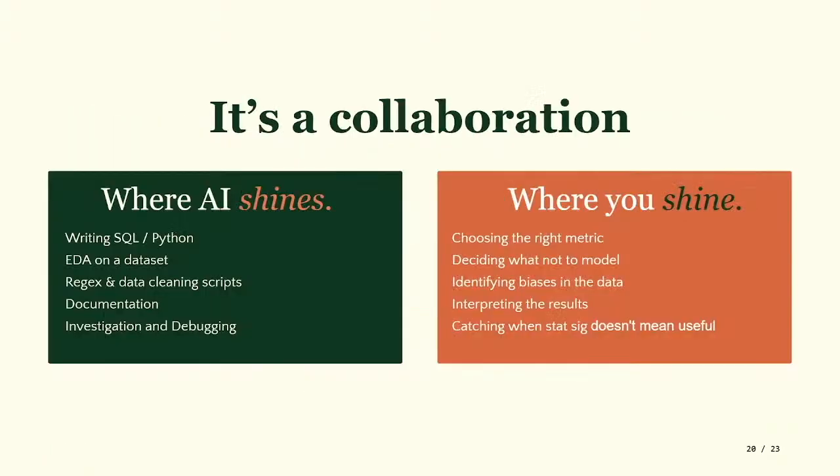And remember, it's a collaboration. There are places where the AI shines, like coding, debugging, documentation, but there are also places where we humans shine, at least right now, like choosing the right metric or maybe identifying biases in the model that are altering the result.